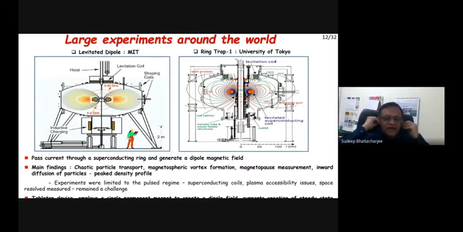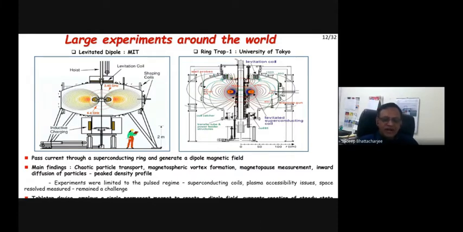Now the main findings are chaotic particle transport, magnetospheric vortex formation, magnetopause measurement. People have found these things in the laboratory as well. Inward diffusion of particles leading to peaked density profiles. I will come back to this very interesting thing a little later.